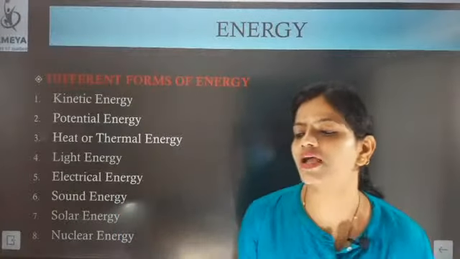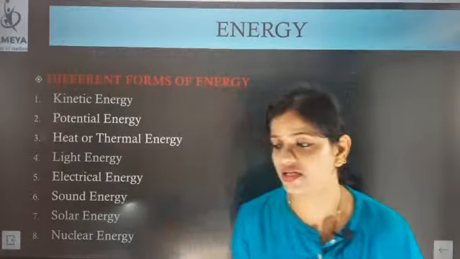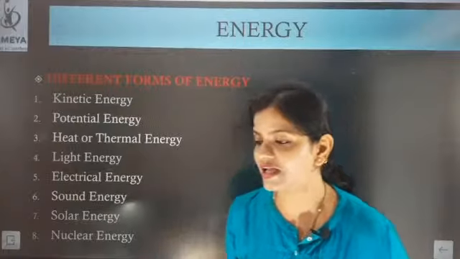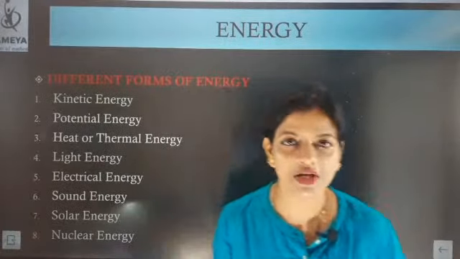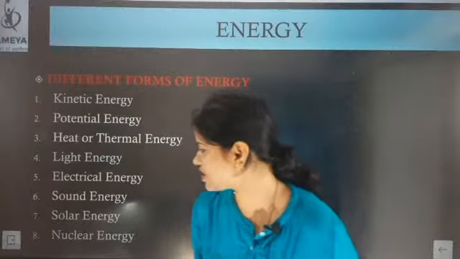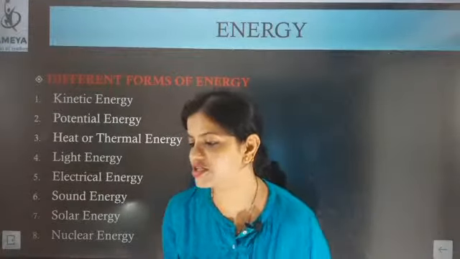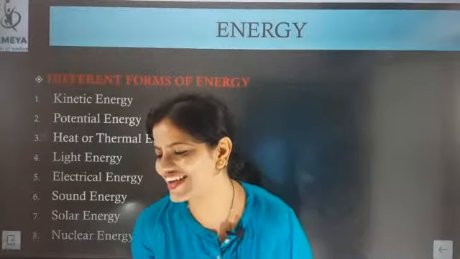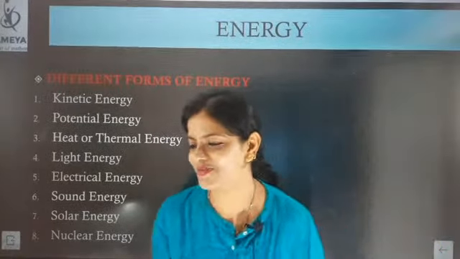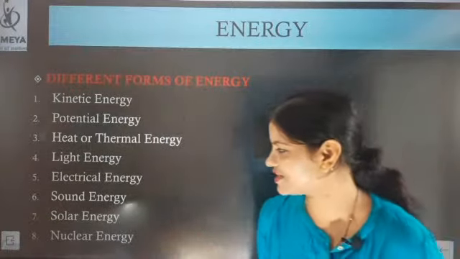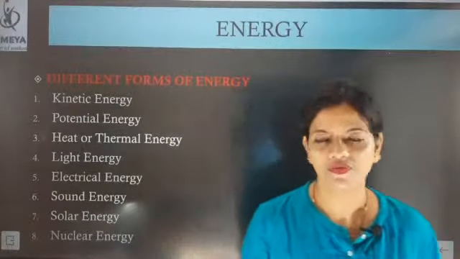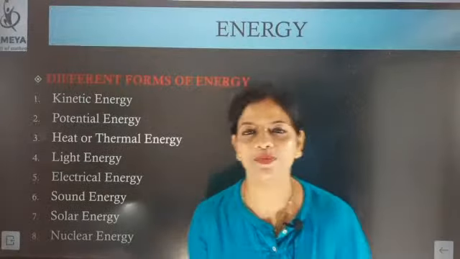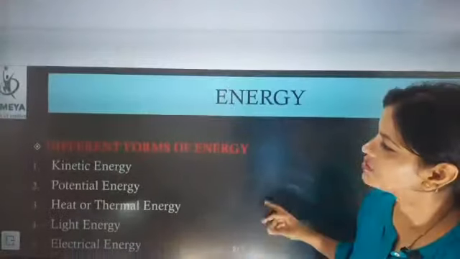That means at the time of a chemical reaction, that energy is released. Muscular energy is also there. Very good, Keshav. Thermal energy is there, light energy, electrical energy, sound energy, solar energy. Magnetic energy is also there: energy possessed by a magnet is magnetic energy. And nuclear energy. So these are the 8 different types of energies I have shown you. Now we are going to talk about this energy in much more detail.